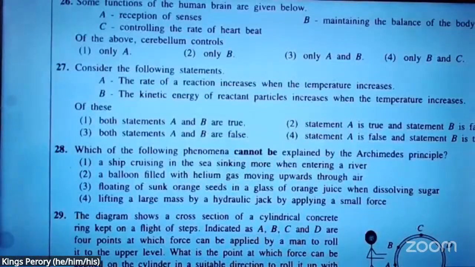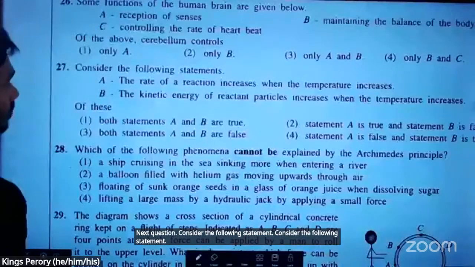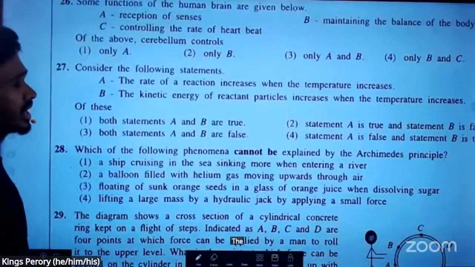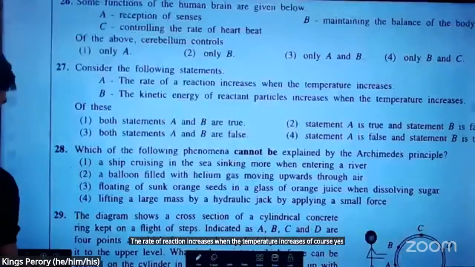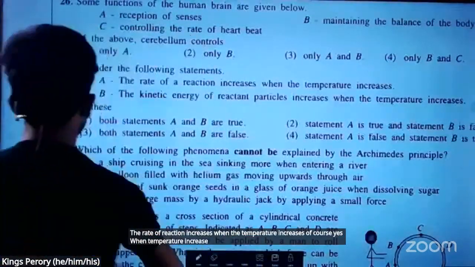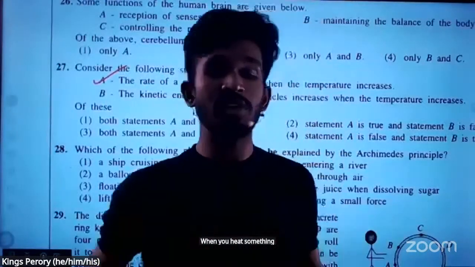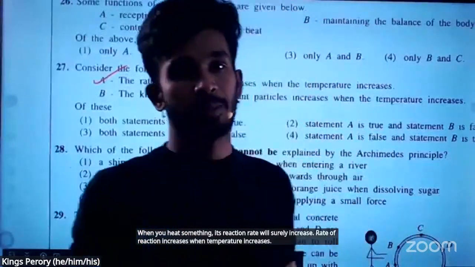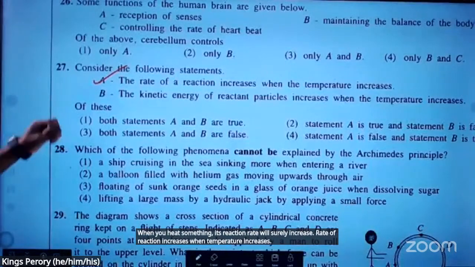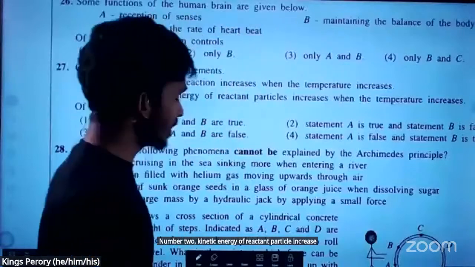Next question. Consider the following statement. The rate of reaction increases when the temperature increases. Of course, yes. When temperature increases, rate of reaction increases. When you heat something, its reaction rate will surely increase. Number 2, the kinetic energy of reactant particles increases when the temperature increases. Yes.